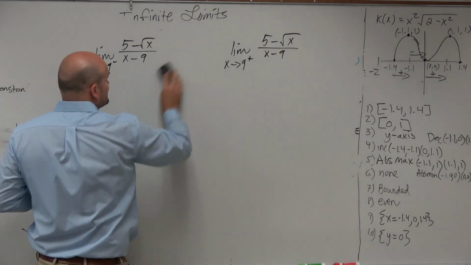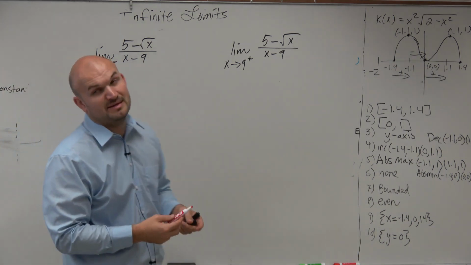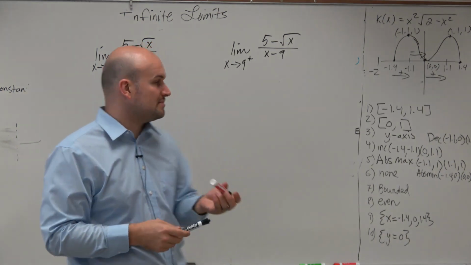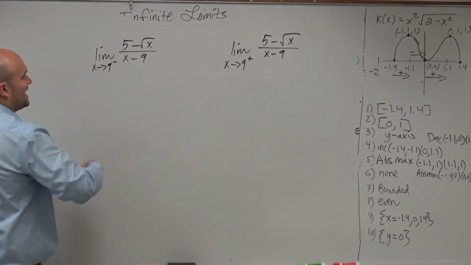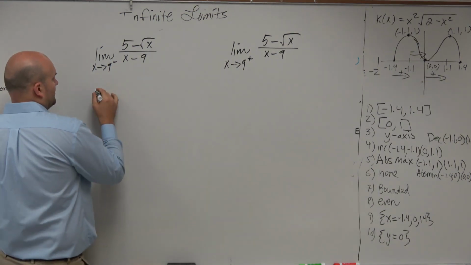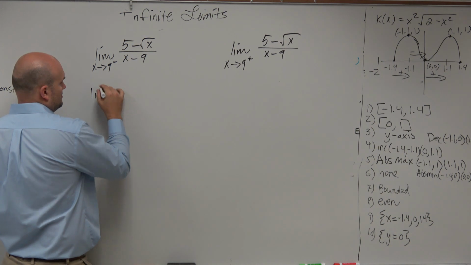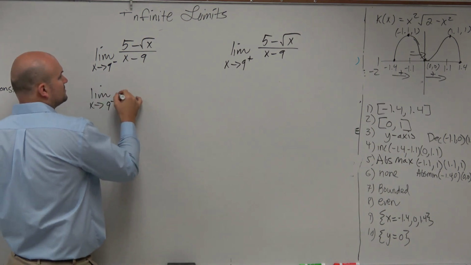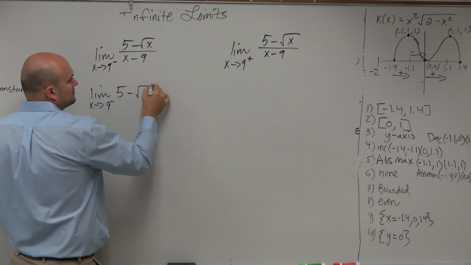But fortunately for us, they're asking us for the left and the right-hand limits. And since we're approaching an asymptote, then we know we can use smaller and smaller numbers. So if we're approaching 9 from the left, we can use, anybody? Nobody use anything else? 8.9, OK.